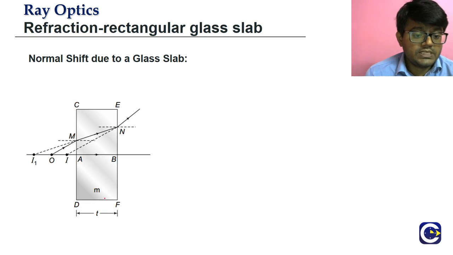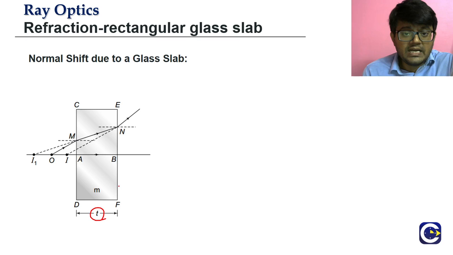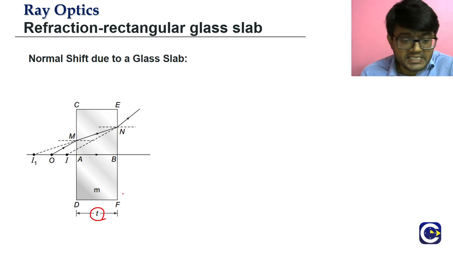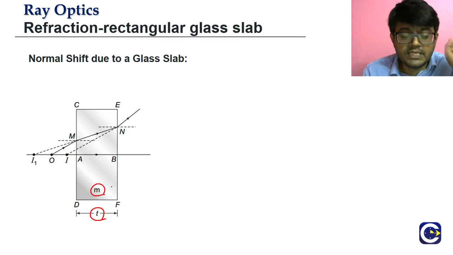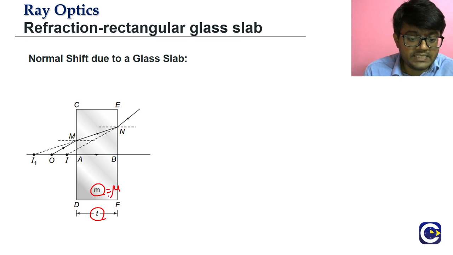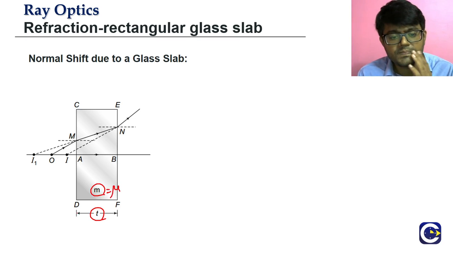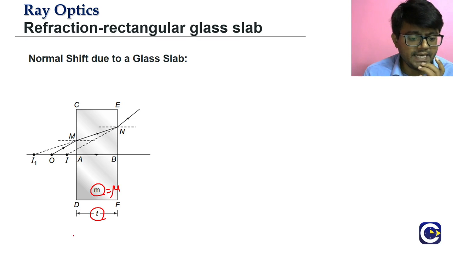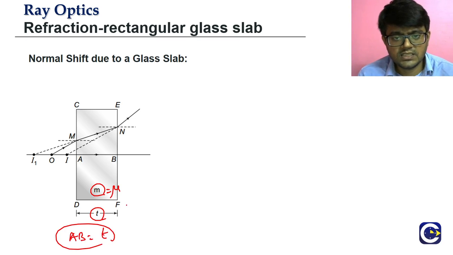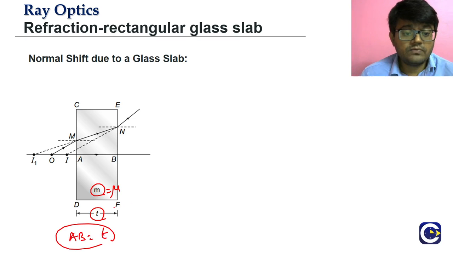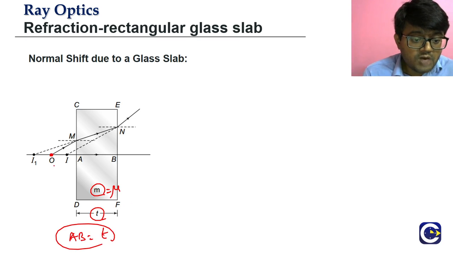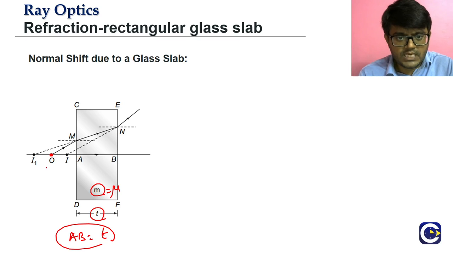So consider the situation where we have a glass slab here whose thickness is T, and the material of the glass slab, let us say the refractive index is mu. Okay, so here this AB is the thickness of the glass slab. Now we are keeping our object at the point O.